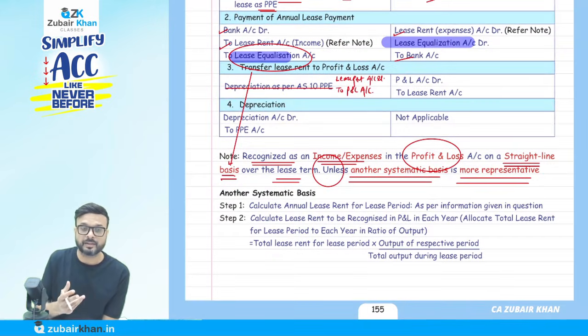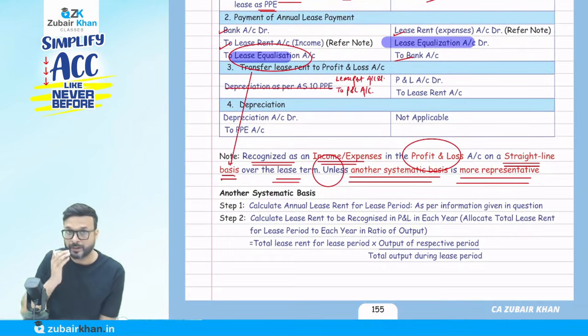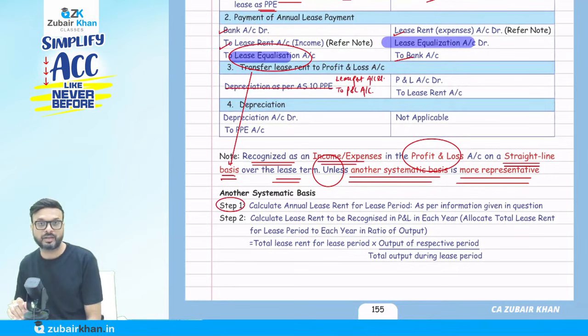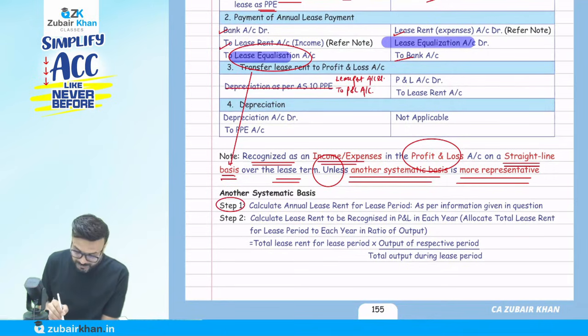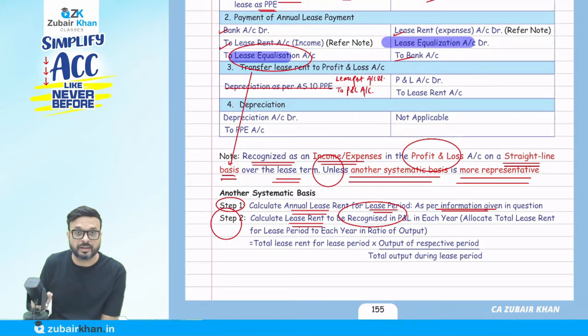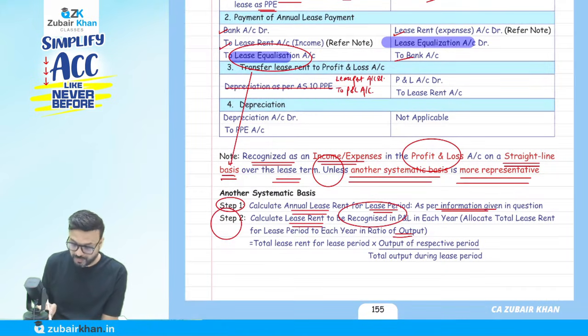Whatever for one party is income, for another party is an expense. But in another systematic way, so what is that way? Step number 1, we'll solve a question on it as well. Calculate how much annual lease rental for the lease period as per the information given in the question. Step number 2, allocate the lease rental for the period in the ratio of output. They will give you the output.